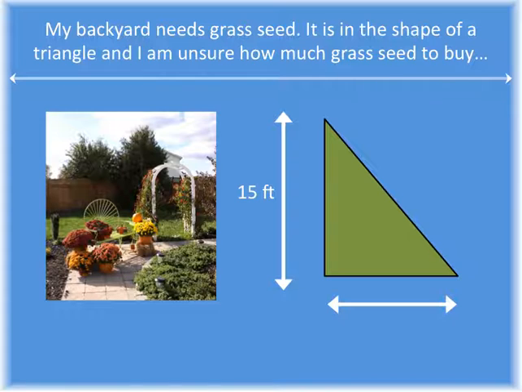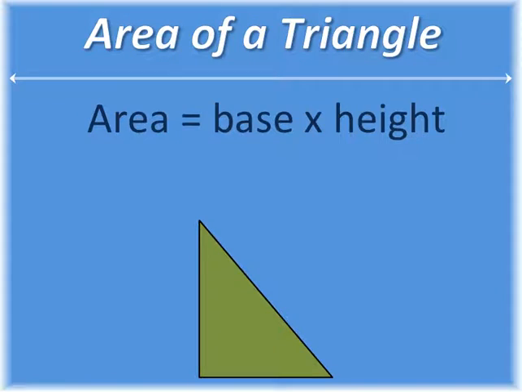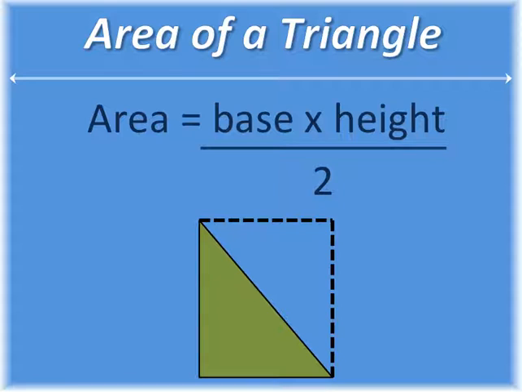So we have to use the formula for area of a triangle to figure out this area. To do that, let's start with the area of a rectangle, which remember was base times height. Well, if we take a triangle and we actually add onto it using these dotted lines you see, it makes a rectangle. So that means the area of a triangle is still base times height, but divided by 2.